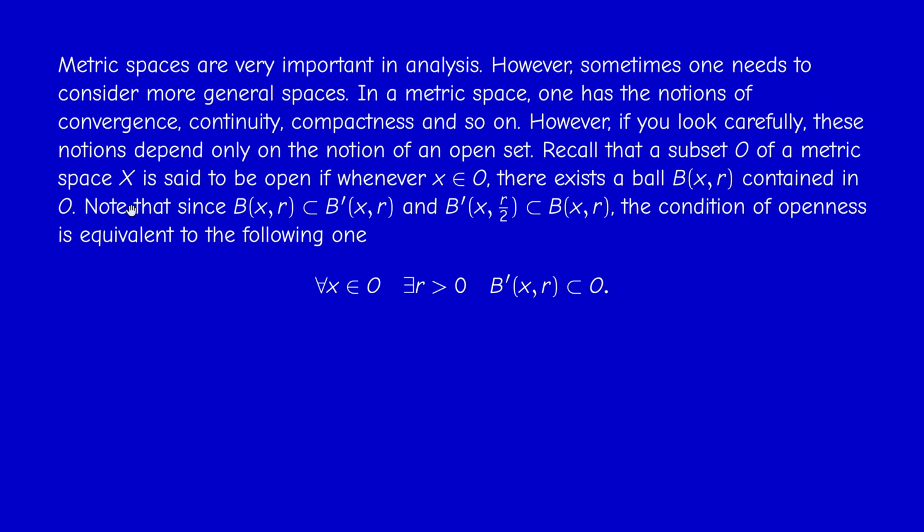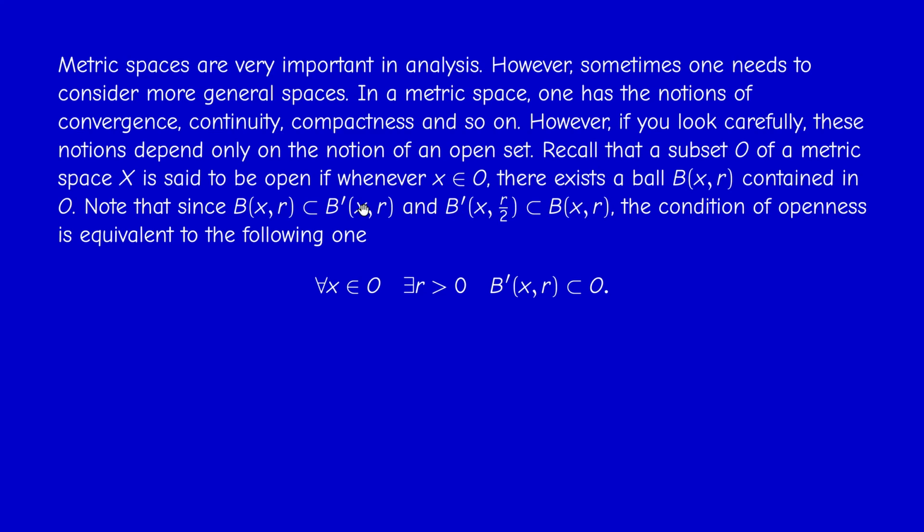Now, a remark: we know that the open ball of center x and radius r is contained in the closed ball of center x and radius r. So this is the notation for the closed ball. B(x,r) is the open ball of center x, radius r. B' is the closed ball. And so an open ball is contained in a closed ball, and the closed ball of center x and radius r over 2 is of course contained in the open ball of center x and radius r.